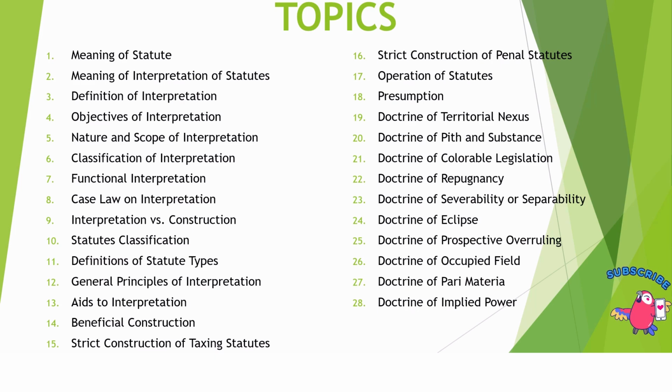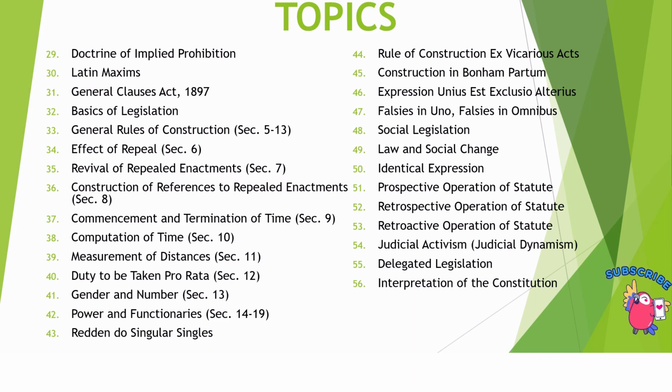interpretation, beneficial construction, strict construction of taxing statutes, strict construction of penal statutes, operation of statutes, presumption, doctrine of territorial nexus, doctrine of pith and substance, doctrine of colorable legislation, doctrine of repugnancy, doctrine of severability or separability, doctrine of eclipse, doctrine of prospective overruling, doctrine of occupied field, doctrine of pari materia, doctrine of implied power. Other ones are doctrine of implied prohibition. Latin maxims are also mentioned in these topics.